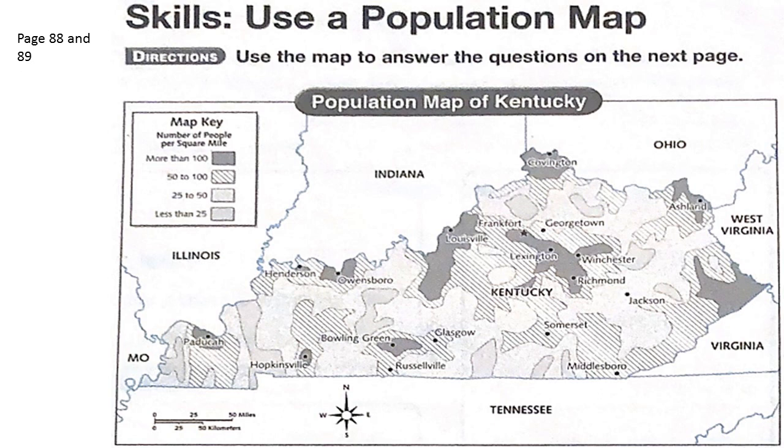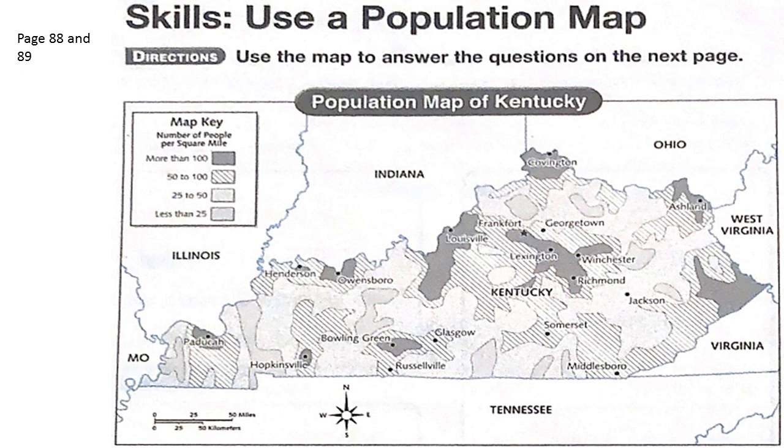I want you to look at the map key. You can see that the key has 4 distinctive colors or patterns. The first one is a solid gray, which means this is a very populous area. Lots of people living here. That's more than 100 people per square mile. That means the population density is high in any area that you see dark, solid gray color on this map.